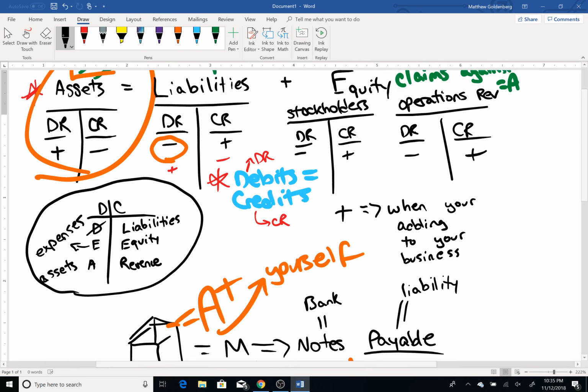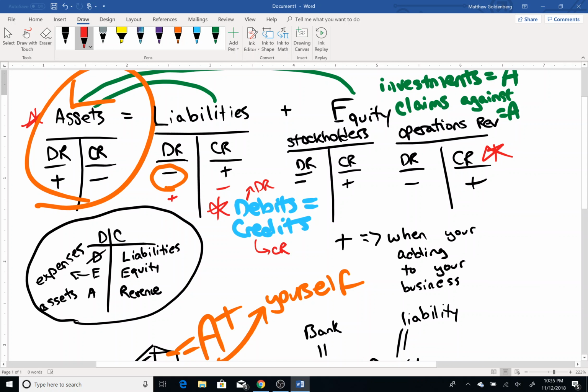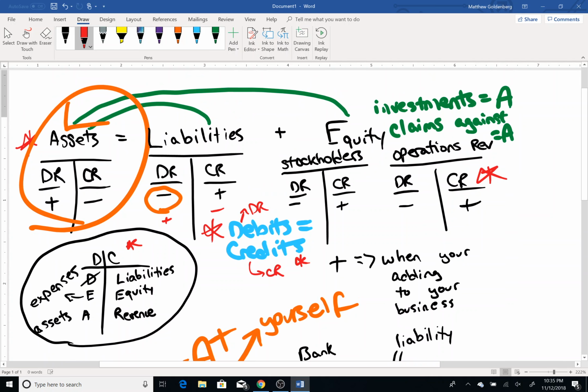What you should memorize is this equation, DEALER if you get a chance, and debits equals credits. But I hope in this video we have done a little bit to show you why this equation exists like it does.